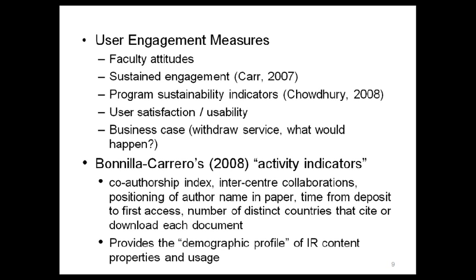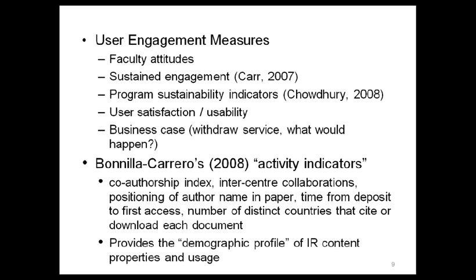I'm going to spend a little bit of time on a Spanish author, Bonilla Carrero, who published a series of what they called activity indicators. And this is a number of things: a co-authorship index, collaborations across different centers or institutions, the positioning of your faculty member's name in the paper. Are they first author, second author? Time from the deposit to the first access.